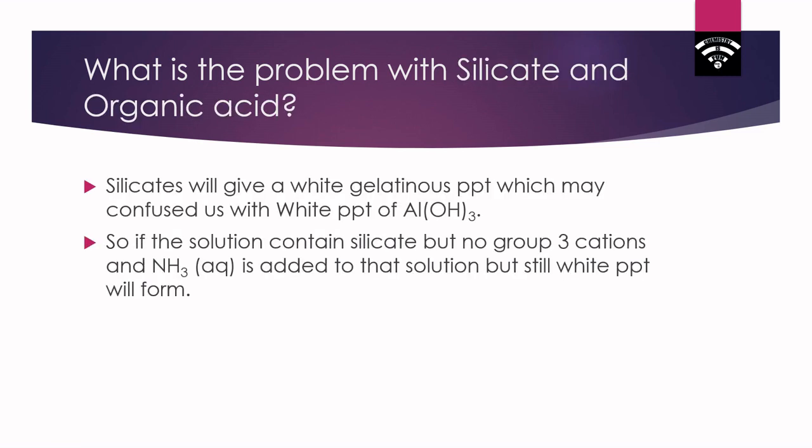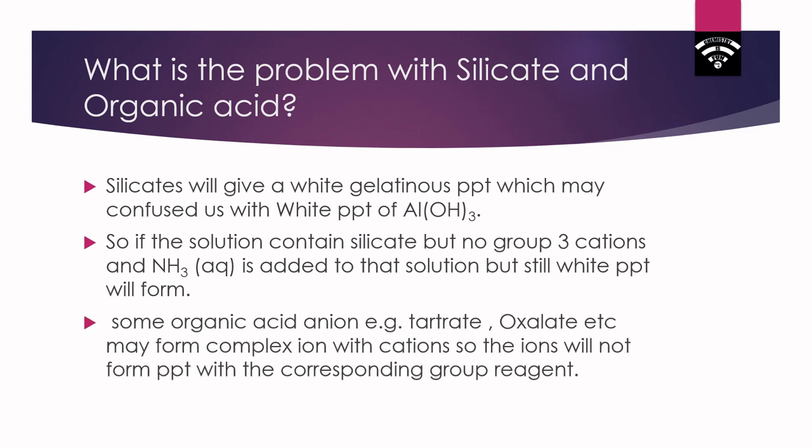The problem with silicate and organic acid is that silicate gives a white gelatinous precipitate which may confuse us with the white precipitate of aluminum hydroxide. If the solution contains silicate but no group 3 cations and we add ammonia to the solution, we still find a white precipitate, which will lead us to a wrong result. And some organic anions like tartrate, oxalate, etc. may form complex ions with some cations like ferric or ferrous ions, and they prevent them from giving precipitation with their corresponding group reagent.